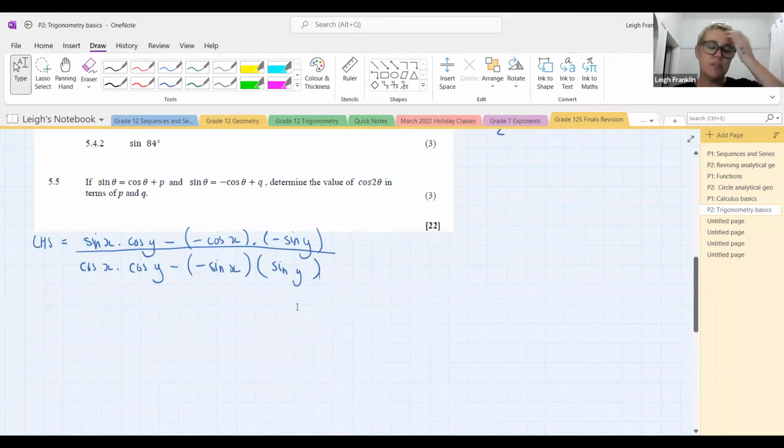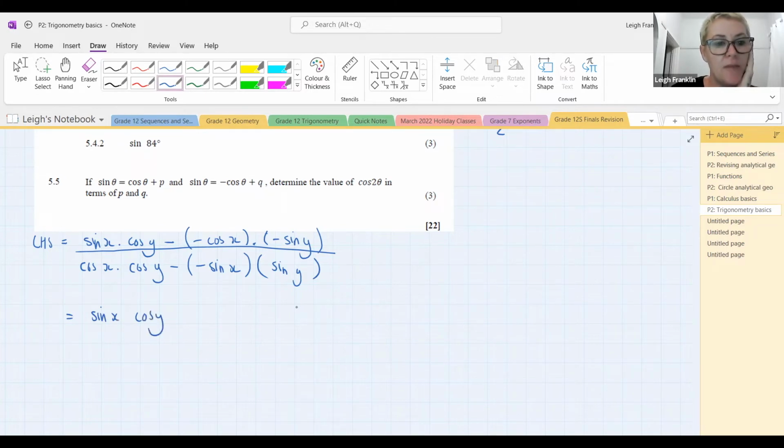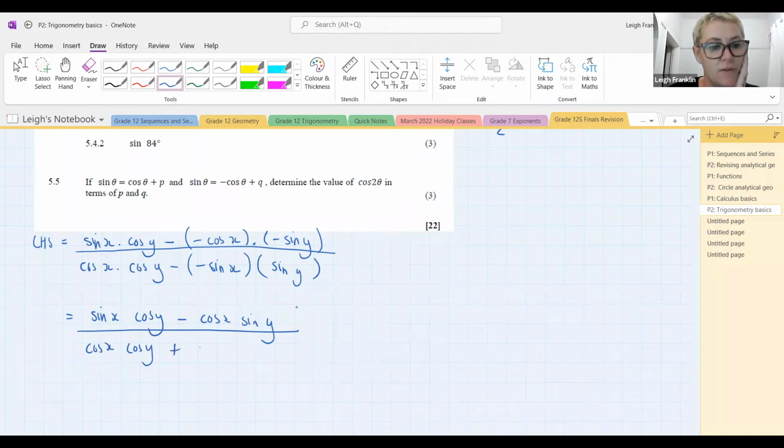Okay, so now we've got some clearing up to do with regards to terms. So at the top, we have sine x cos y, and then a negative times a negative times a negative is going to leave us with a negative cos x sine y. And at the bottom, we're going to end up with cos x cos y. A negative times a negative is a positive. And then here we've got sine x sine y.